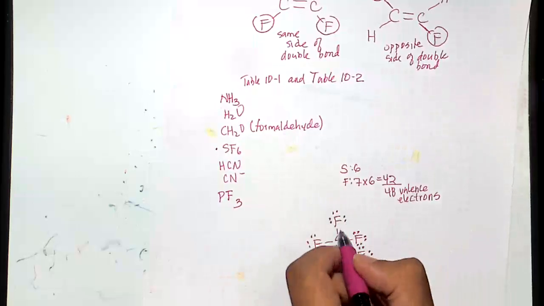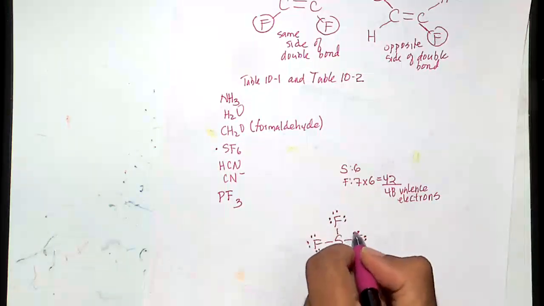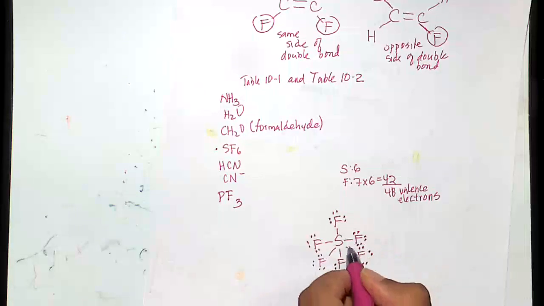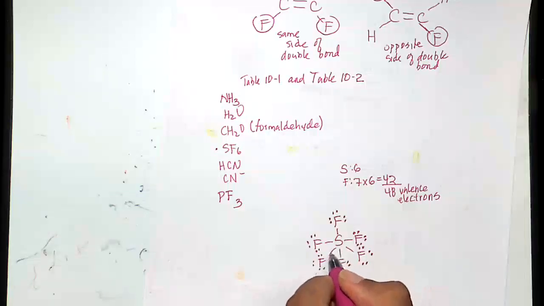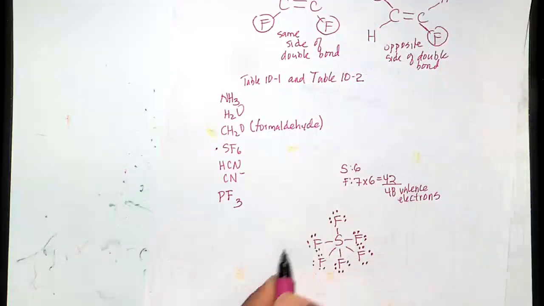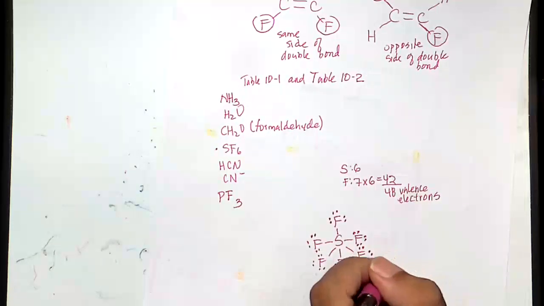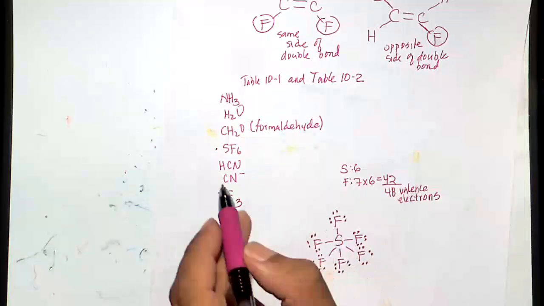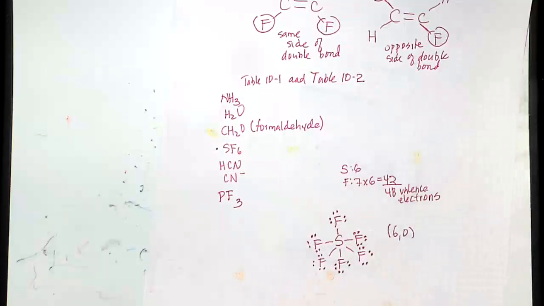So is this the structure? Let's see if we have 48 valence electrons. 1, 2, 3, and so on up to 48. I'm getting 48 all across. So how many bonds and how many lone pairs? 6 bonds and 0 lone pairs.